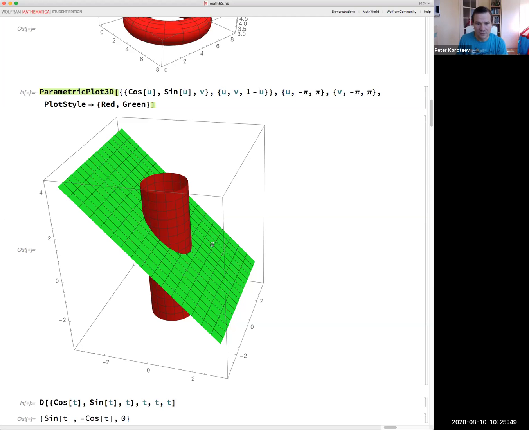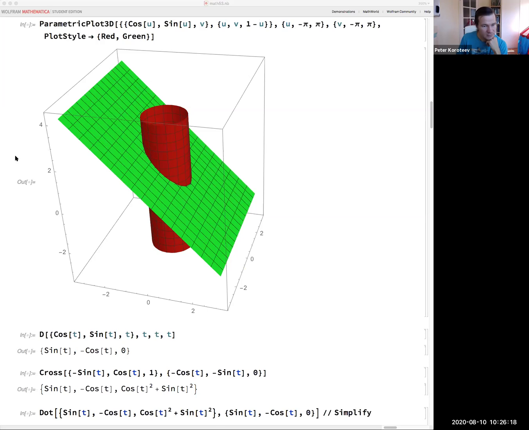And then if you want to do a parametric equation for the plane, you can write it as u, v, 1 minus u, and that of course gives the plane. So this is z, and this is x. So z is equal to 1 minus x, and it does not depend on y. It's constant in the y direction. Okay, let's plot maybe something else.